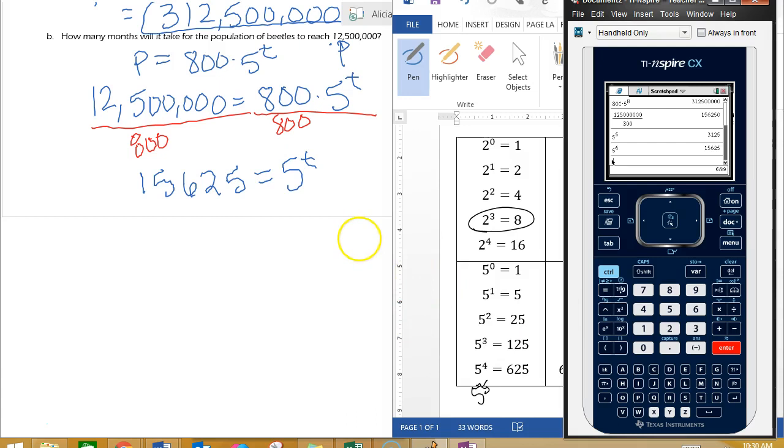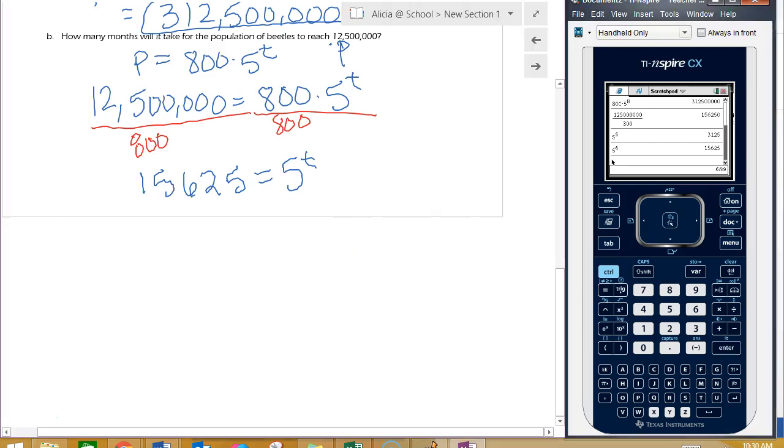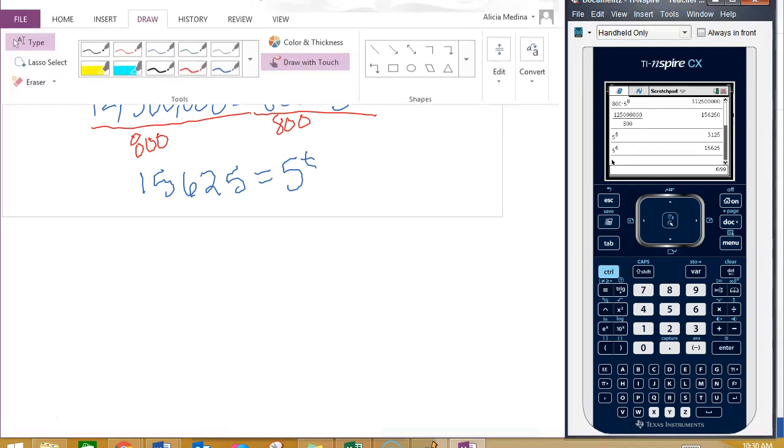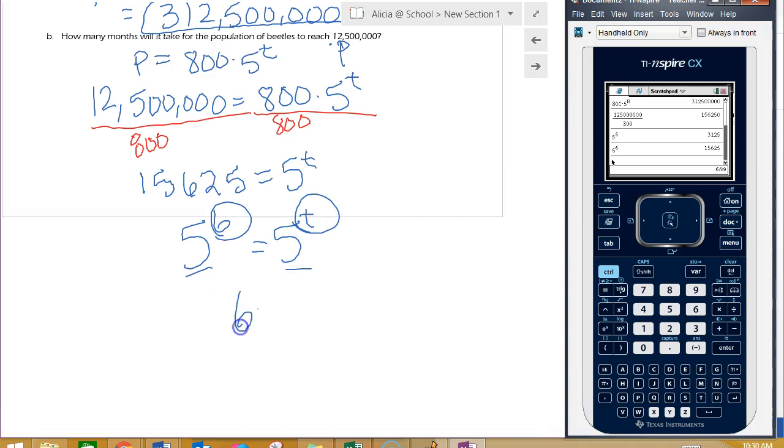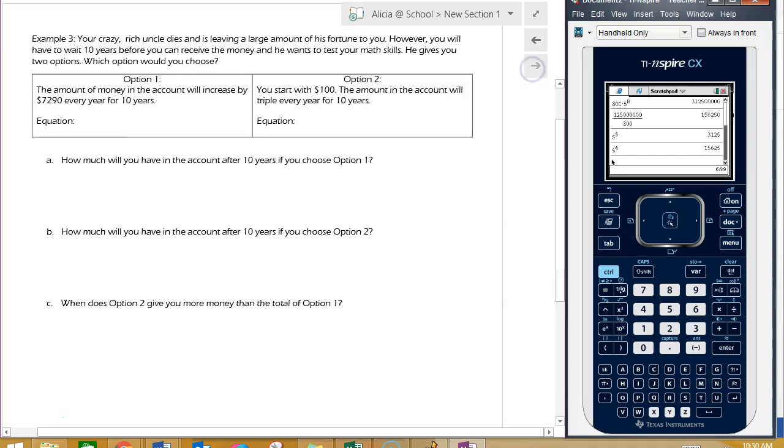15,625. Nice. So that's exactly what I needed. So I'm going to go back here because now I know that 15,625 can be written as 5 to the 6th power. Bring down my right side. I have like bases here, so I set my exponents equal to each other. My T equals 6, so I have to wait 6 months for my beetle population to reach that 12,500,000. Alright, moving on to the next page.